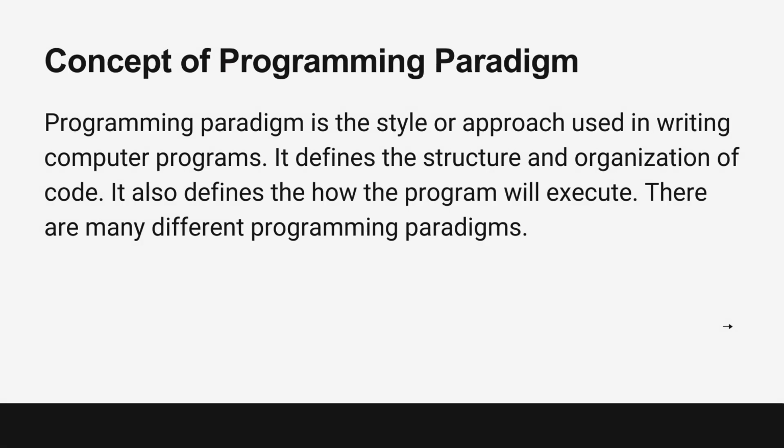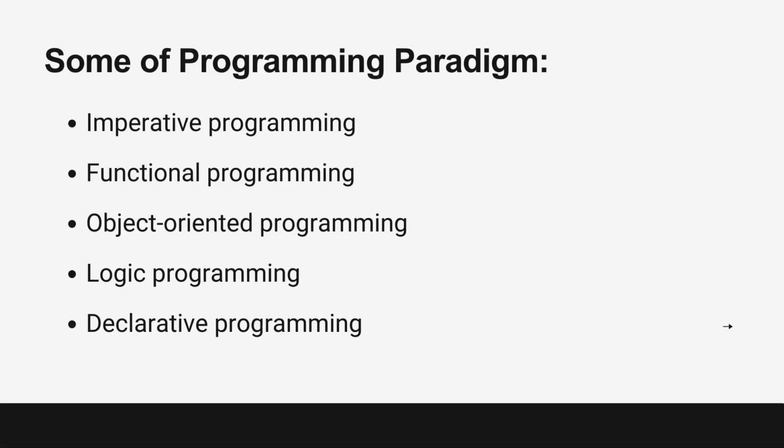A programming paradigm is the style or approach used in writing computer programs. It defines the structure and organization of code. It also defines how the program will be executed. There are many different programming paradigms. Some of them are imperative programming, functional programming, object oriented programming, logic programming, and declarative programming.